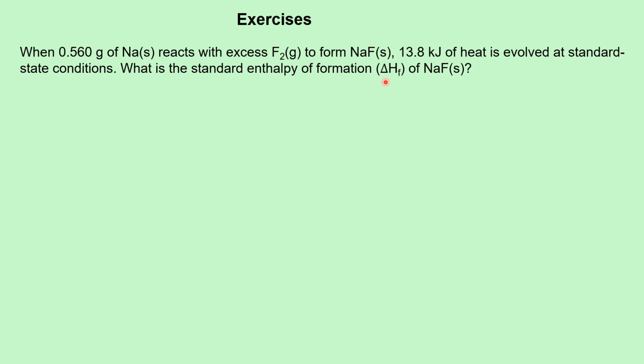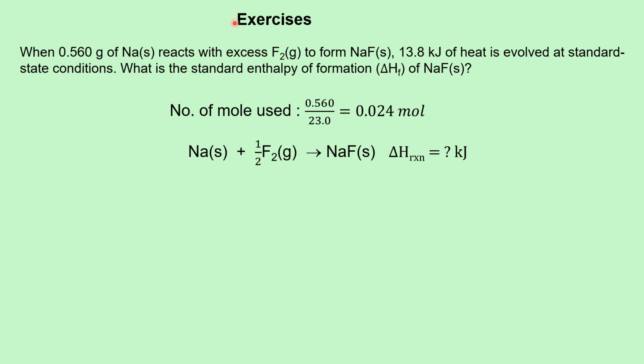Okay, so how to solve the problem? First, you have to find out the number of moles for 0.56 gram. So for the number of moles, you have to divide by the RAM, relative atomic mass, for the sodium. You know that it is 23. So divide, and you will get 0.024 mole. Then, by looking at the question, you have to know how to write the chemical equation. The chemical equation here involves sodium in solid state and fluorine in gas state, but in this case, you only use half a mole of fluorine to form 1 mole of sodium fluoride.